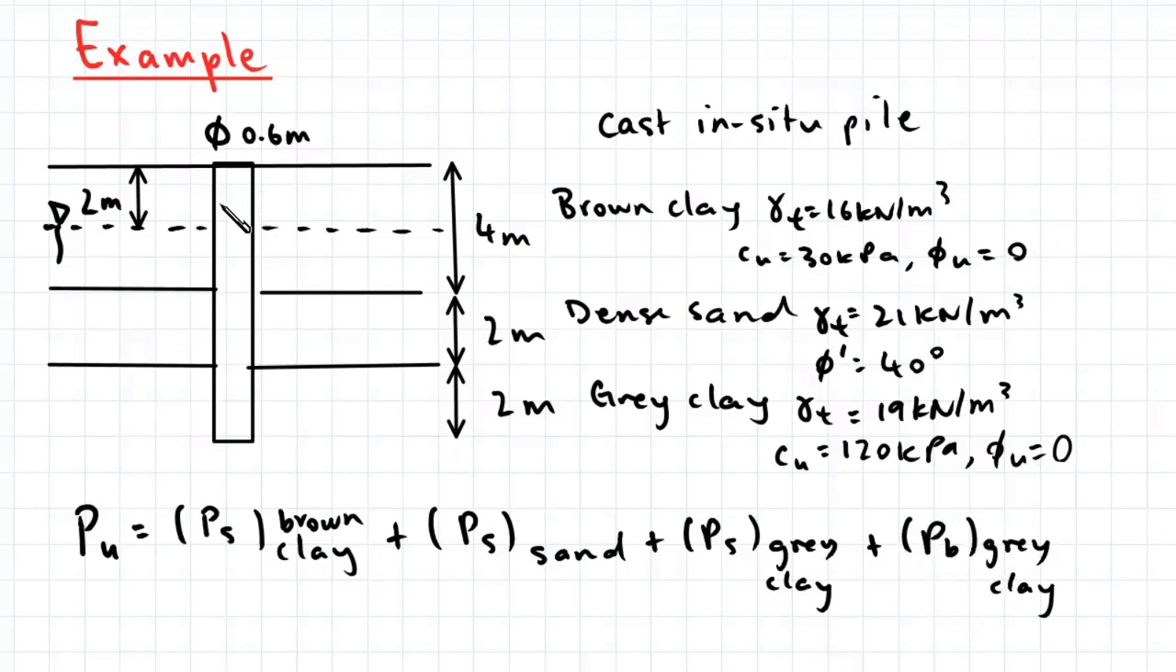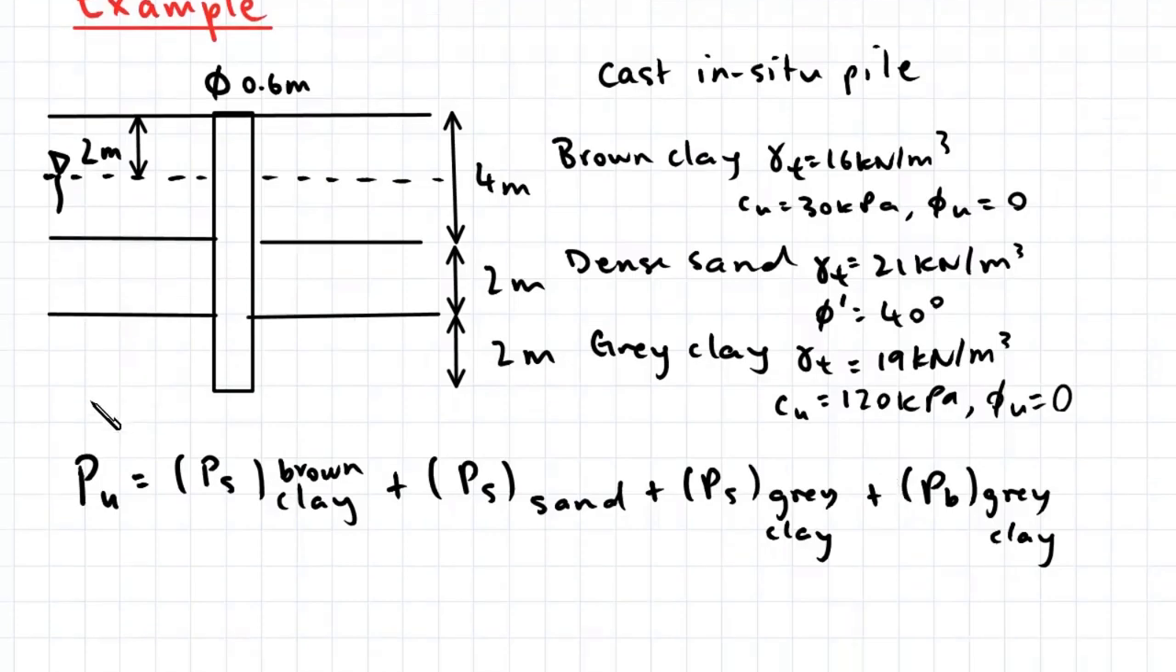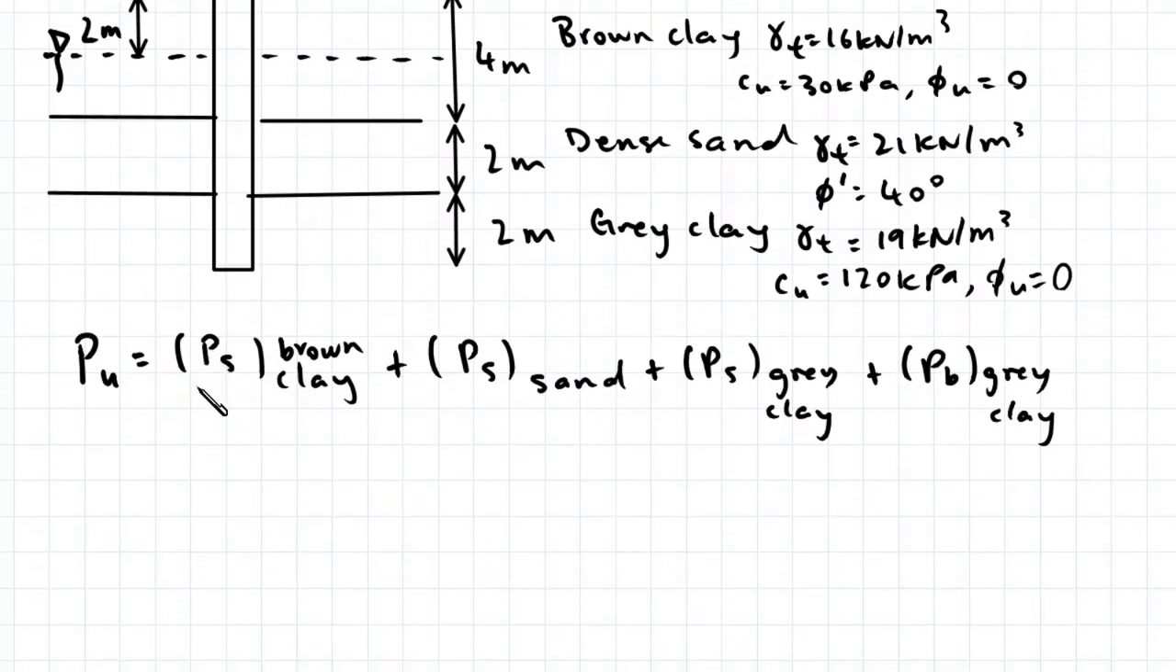If you look at the portion of the pile that is in each soil layer, in the brown clay only the shaft of the pile is in contact with the brown clay, so that's why it's Ps brown clay. Similarly for the dense sand, it's just the shaft of the pile, so that's Ps of sand. And for the grey clay, both the shaft of the pile and the base are exposed, so that's why we have Ps and Pb for grey clay. Let's first find the total shaft resistance for the brown clay.